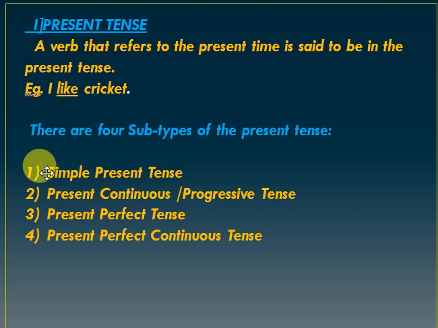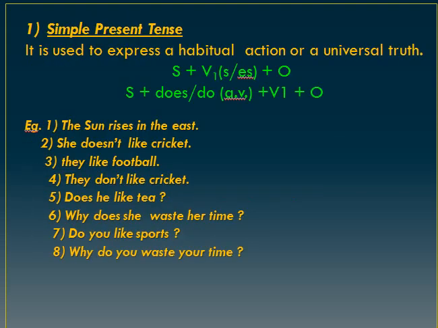Continuous means action going on. Perfect means action completed. Last one means action started and going on. That is the fourth one. Now see the first one. Simple present tense. How will you identify?